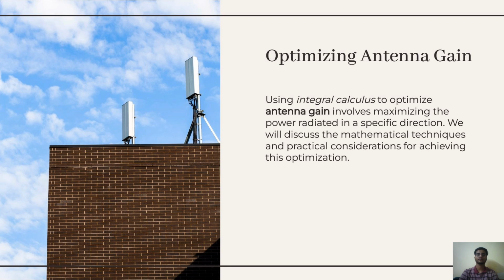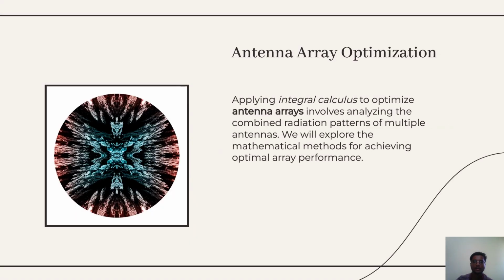Optimizing antenna gain. Using integral calculus to optimize antenna gain involves maximizing the power radiated in a specific direction. We will discuss the mathematical techniques and practical considerations for achieving this optimization. Optimization of arrays. Applying integral calculus to optimize antenna arrays involves analyzing the combined radiation patterns of multiple antennas. We will explore the mathematical methods for achieving optimal array performance.